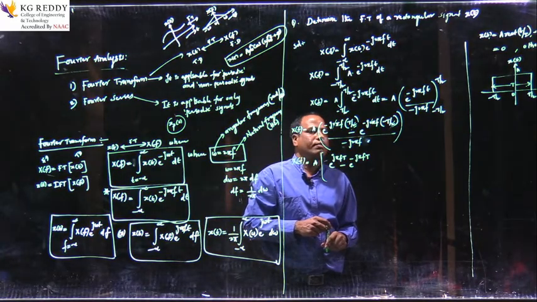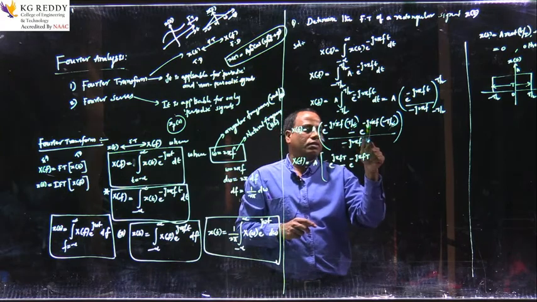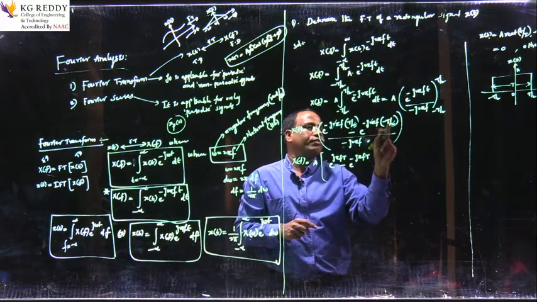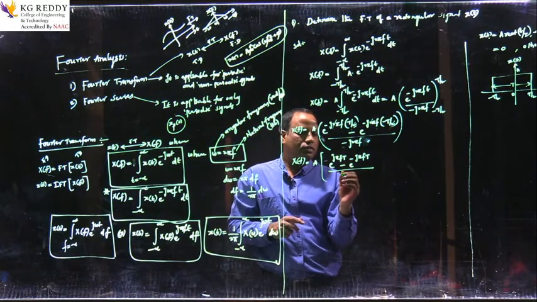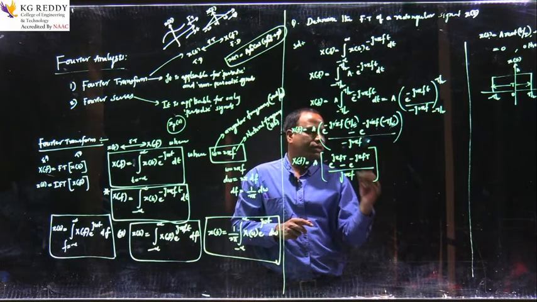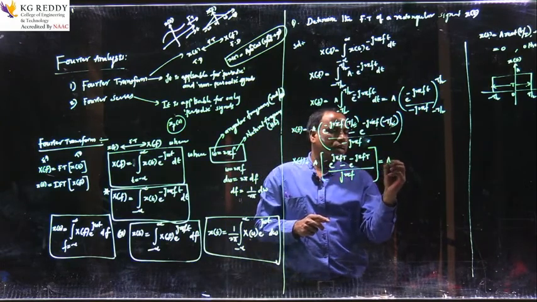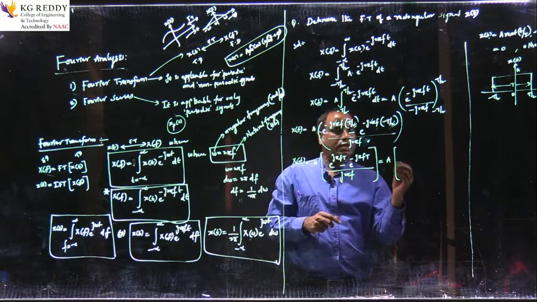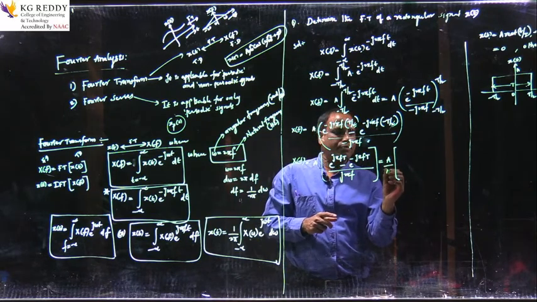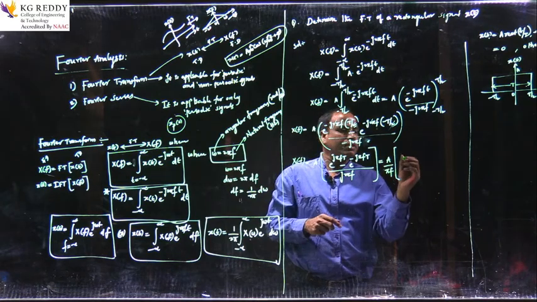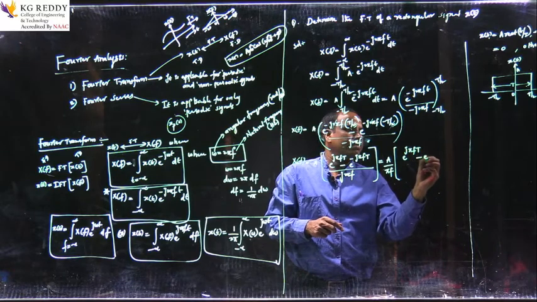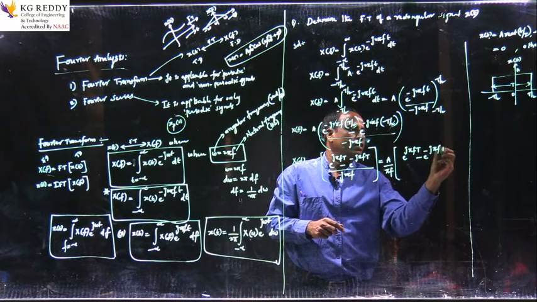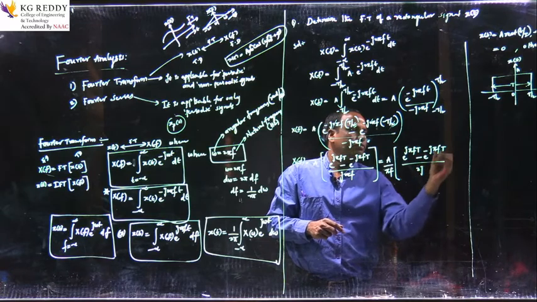j 2 pi f t, j pi f t divided by, we can write it as j 2 pi f, we already multiplied with minus. So this can also be written as a by pi f, just for convenience, e power j pi f t minus e power minus j pi f t divided by 2j.